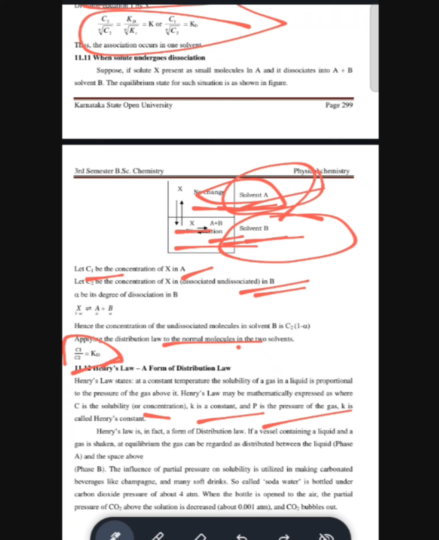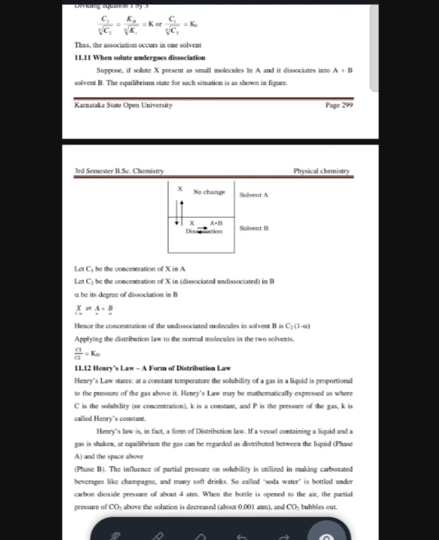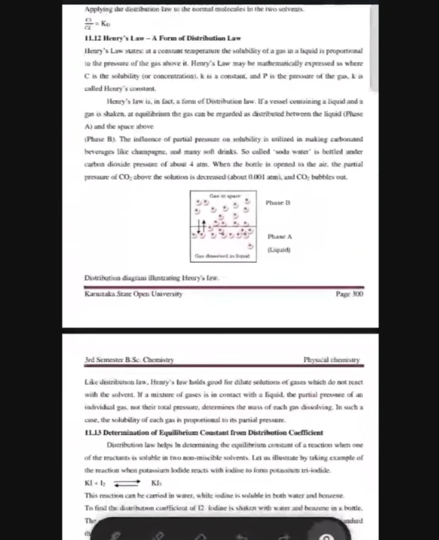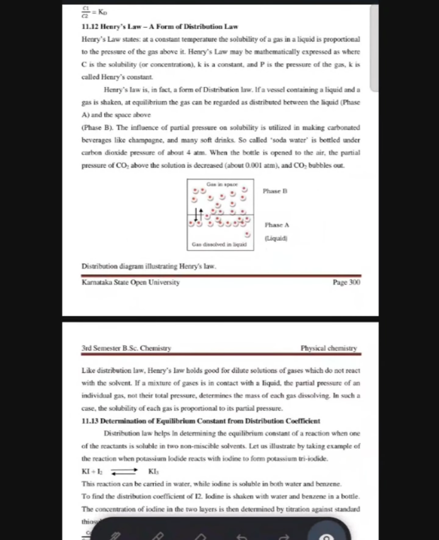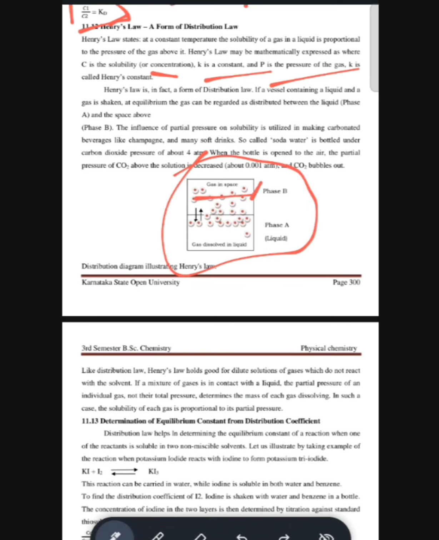Henry's law is mainly used for liquid and gas. For example, take carbonated beverages. When you add carbon dioxide to water, those are known as carbonated beverages, the soft drinks with water plus gas, carbon dioxide. When it is shaken, it is equally distributed in the bottle, the gas and water. When it is opened, the gas comes to the open space.